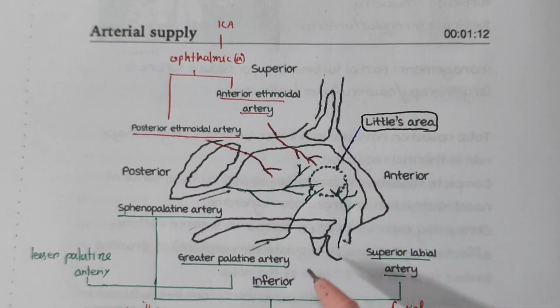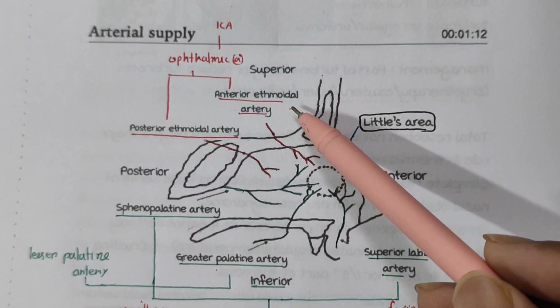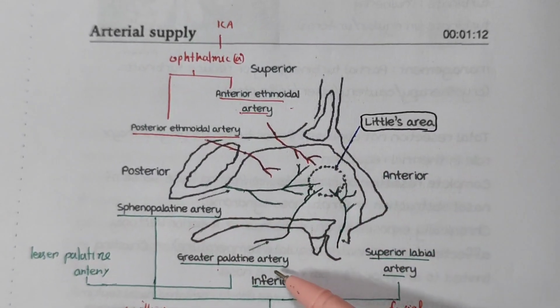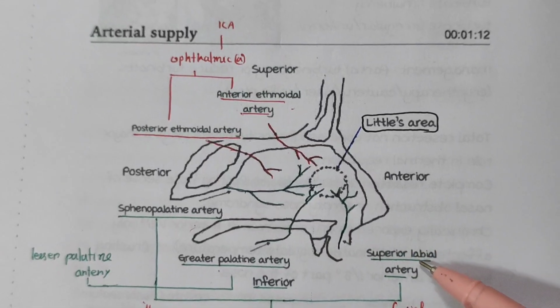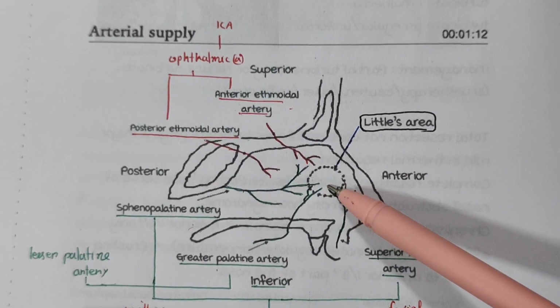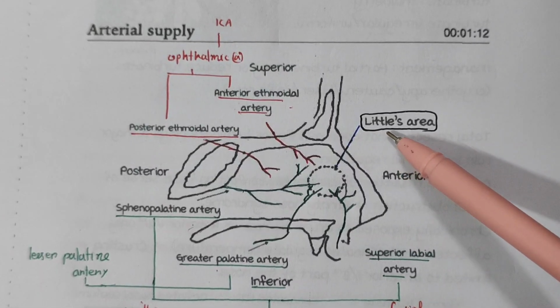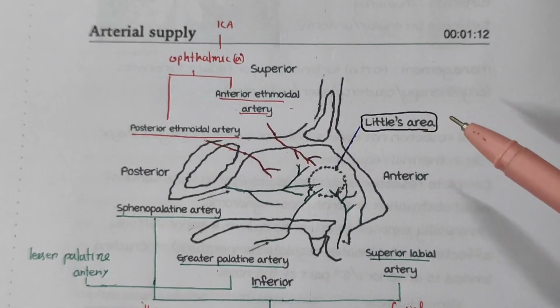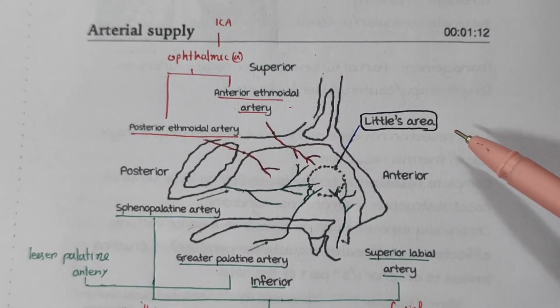So this anterior ethmoidal artery, sphenopalatine artery, greater palatine artery and superior labial artery together form the Kiesselbach plexus, which is commonly known as Little's area. It is the most common site of epistaxis.